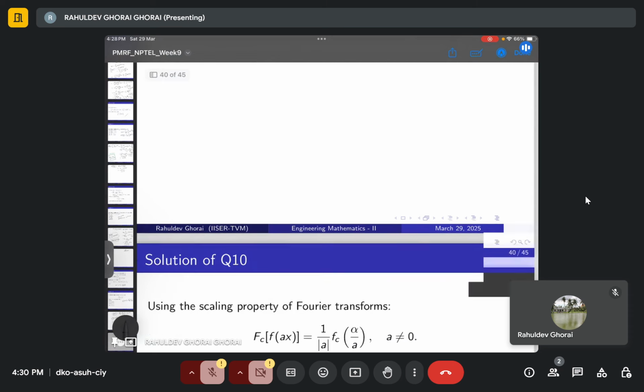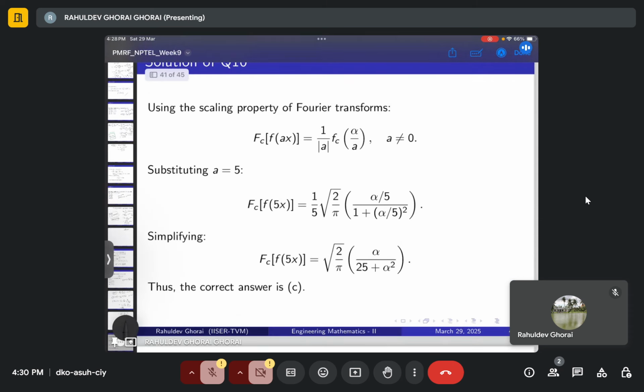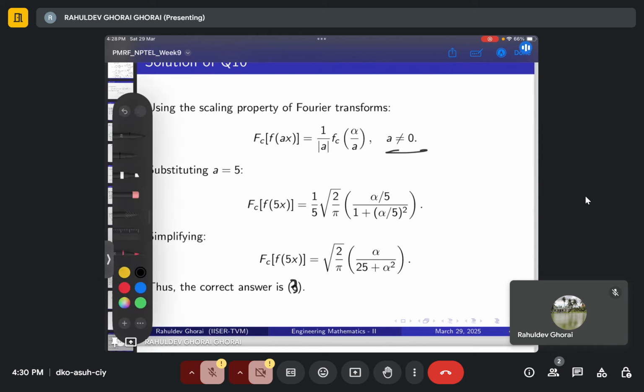So here you see I have given the answer also. Yes, a is not equal to 0, and here a equals 5. Only thing is this will be option 3 instead of c. Okay, let me just mark this one. 3.